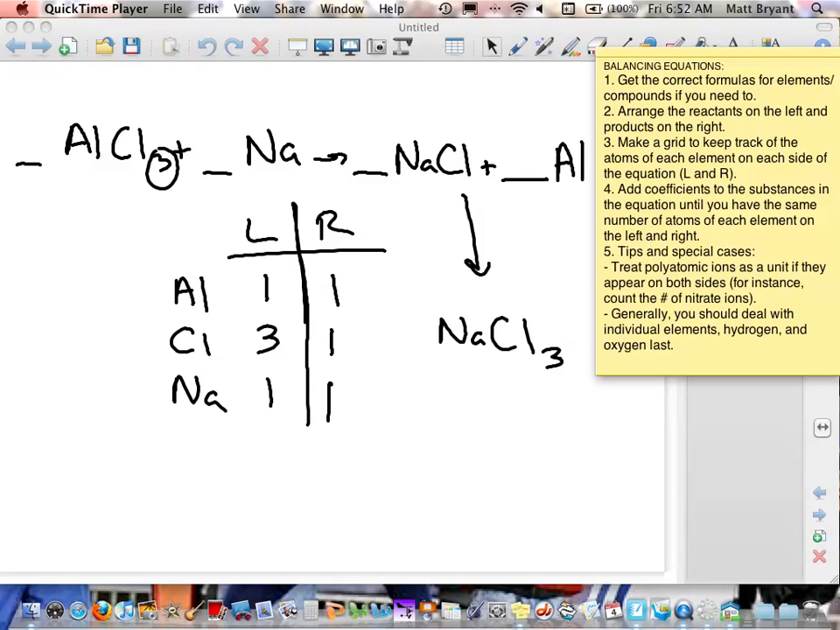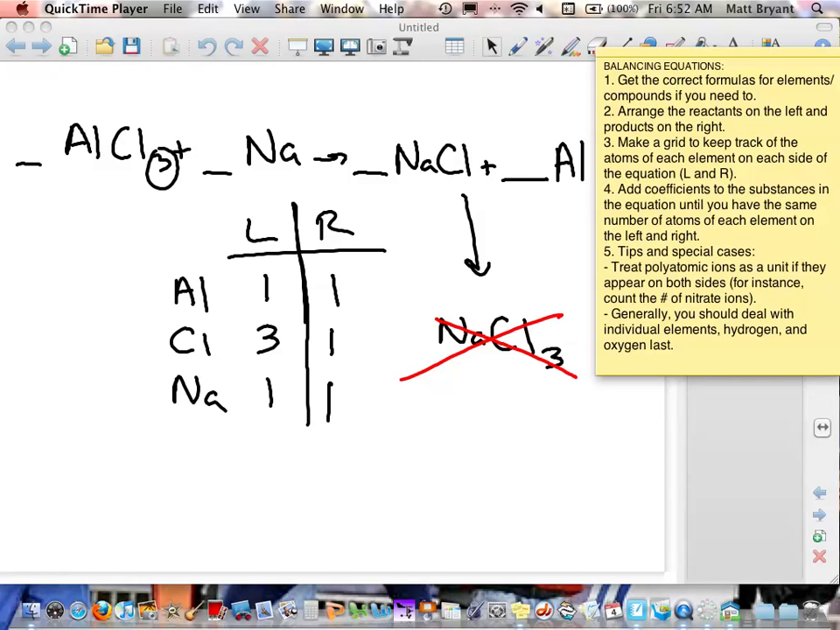Obviously, that's not right. We know that sodium chloride is NaCl. If we needed to confirm that, we could always check the charges. But under no circumstances will you ever get NaCl3. It's not a real formula, so we can't use it. The only way you can change one of these substances is to add a coefficient, a big number in front.